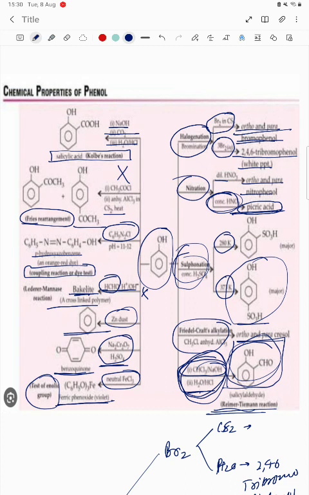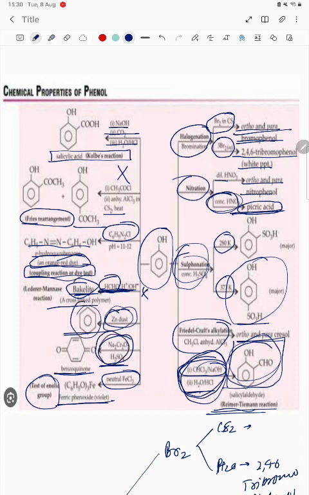Coupling reaction with diazonium chloride, it will give para hydroxy azobenzene. This is the orange color dye. The reaction is coupling reaction. If you are treating with formaldehyde, it will give bakelite. Treating with zinc dust, it will give benzene.